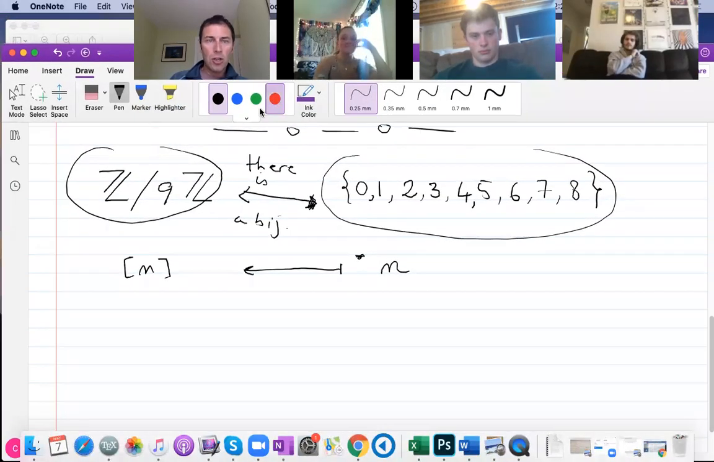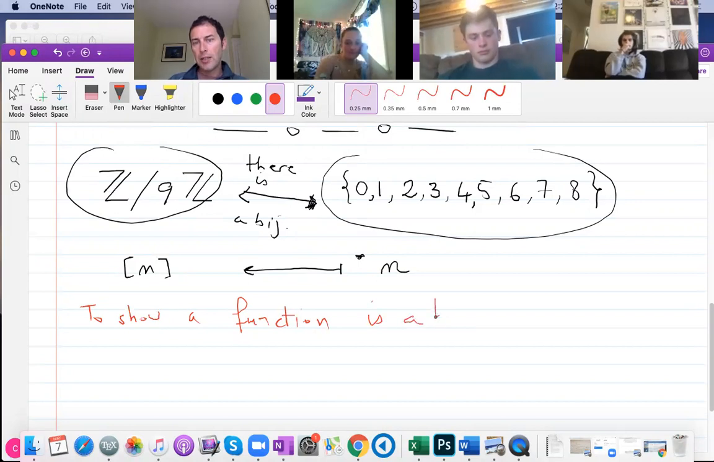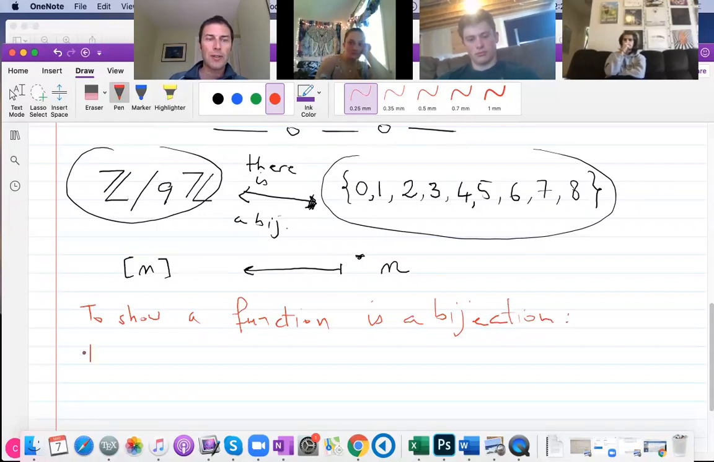Now, in order to show that this function is a bijection, you have a few different options. So to show a function is a bijection, what can you do? There's at least 2 different options that I can think of.